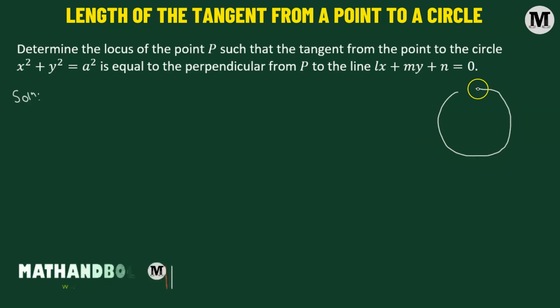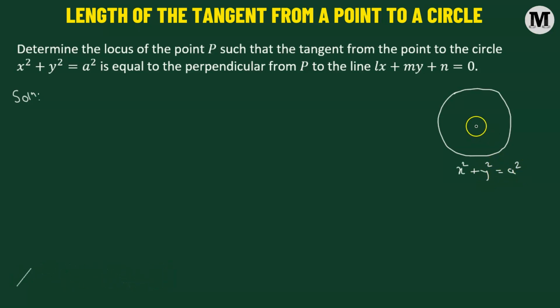The circle has the equation x squared plus y squared equals a squared. Now clearly the circle is going to be centered at the origin and it's going to have a radius of a units. We're going to consider a point P. Let's say P has the coordinates x1 comma y1. Now the tangent drawn from the point P to the circle meets the circle, let's say at point A.